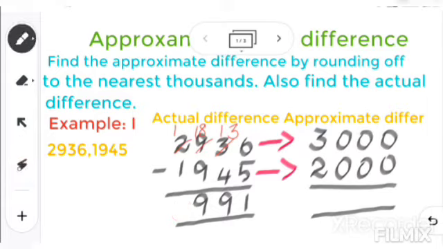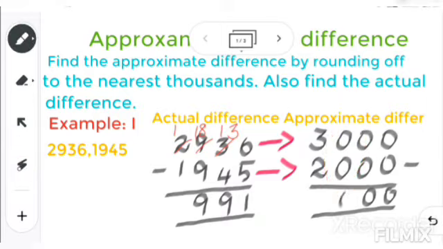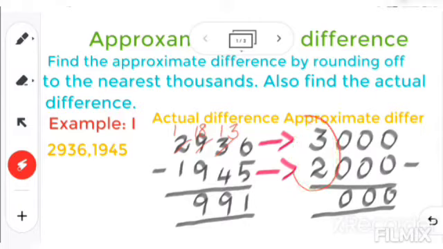Okay, now next we will find the approximate difference. This is the actual difference. Now we will find the approximate difference. So this we have to minus. First here in ones place we have 0 only. 0 minus 0, it will be 0. Again in tens place also we have 0. So 0 minus 0, it will be 0. Again in hundreds place also we have 0. 0 minus 0, it will be 0. In thousands place we have 3 minus 2. So 3 minus 2, 1.